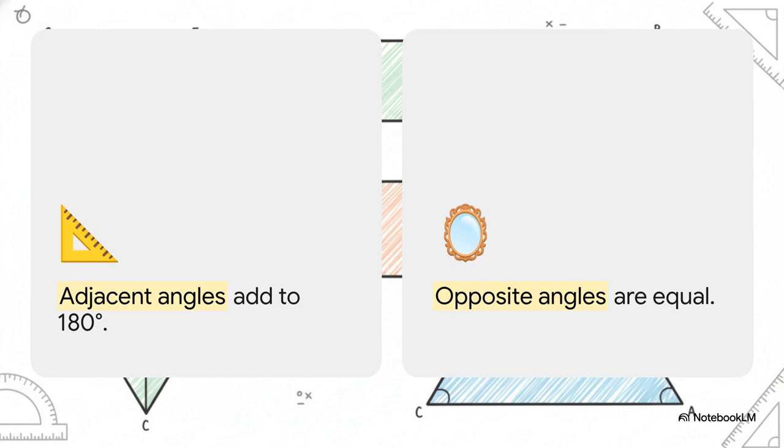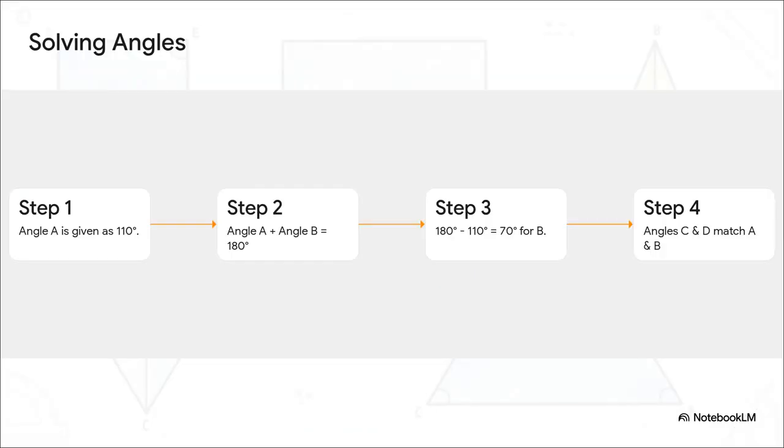Second, we have opposite angles. These are the ones sitting directly across the shape from one another. And their rule? They are always exactly equal. You're definitely going to want to keep these 2 master keys in mind because they're going to unlock almost every puzzle we look at today. Let's actually put those rules into action.